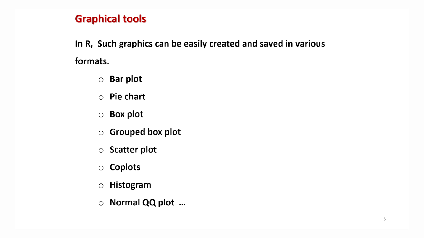And in R, all of them can be created very easily, and they can be saved in various types of formats like JPEG or PDF format, PostScript format. They can be copied and pasted into different type of application. For example, bar chart, pie chart, box plot, group by box plot, scatter plot, co-plots, histogram, normal QQ plot. They are used in different situations to diagnose different types of problems. For example, normal QQ plot is used to judge whether the sample data is coming from a normal distribution or not.